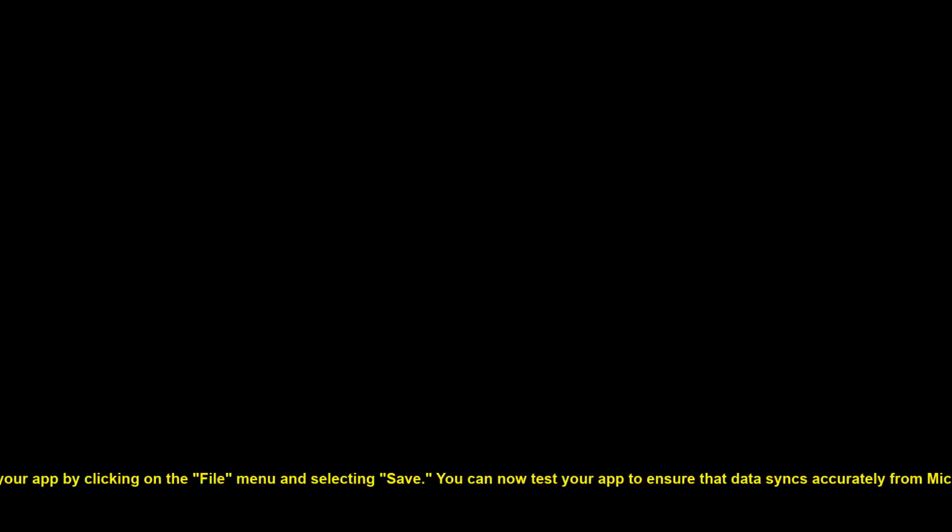Finally, save your app by clicking on the File menu and selecting Save. You can now test your app to ensure that data syncs accurately. Once testing is complete, feel free to share your app with others by following the sharing instructions within Power Apps.